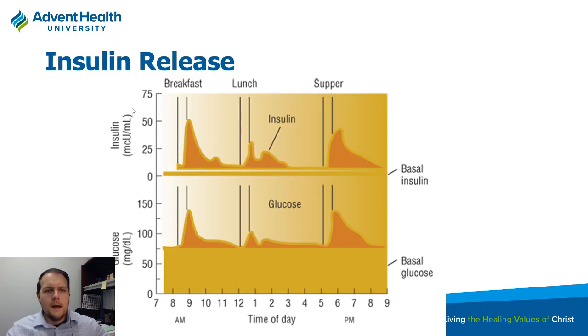So how do we release insulin throughout the day? This is important to understand when we get into how we actually dose insulin for these patients. So typically, if you're looking at insulin levels throughout the day and then you look at glucose levels, you're going to see that you have a basal amount of glucose in the bloodstream at any one time.